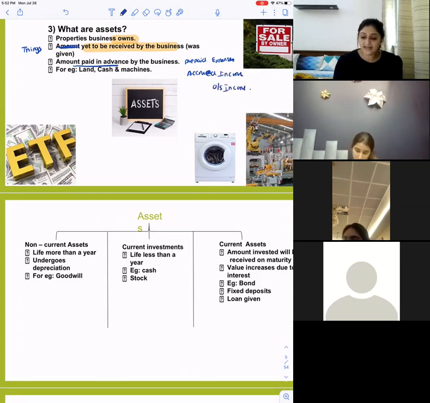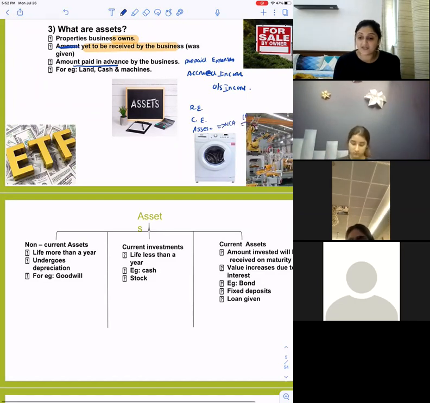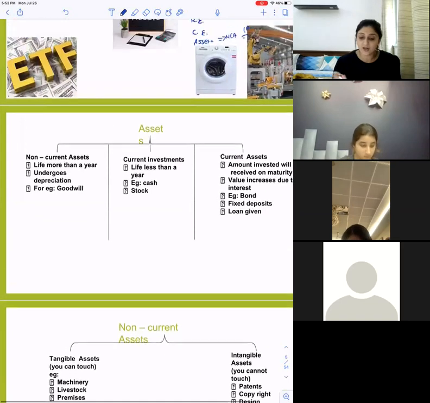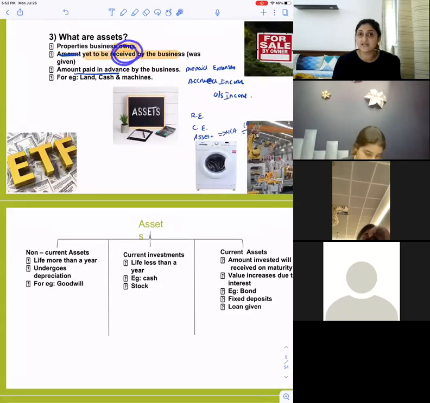Okay. So we did three things up till now. What are the three things? We did what is revenue expenditure. We did what is capital expenditure. We did assets, and we said our assets are of two types. What are the two types? Non-current assets and current assets. We did the definition of assets. What is the definition of assets? Something that the business owns or someone owes to the business. Okay, owns or someone owes to the business, or something which we are yet to receive.